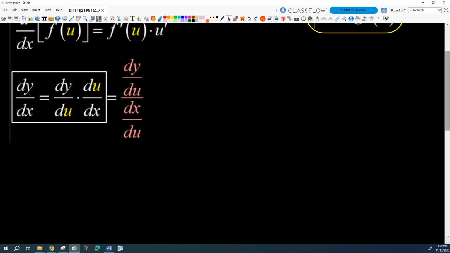This is kind of useful, and notice what happens here. When you write the product of these derivatives, it's literally like you're canceling a factor. The du on the top and the du on the bottom just cancel like factors do when they're on the top and the bottom of a fraction. Okay, when is this useful?